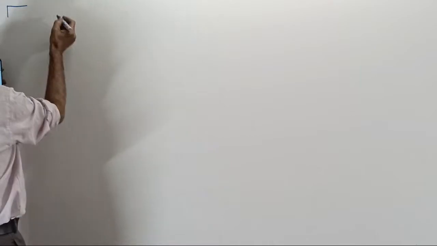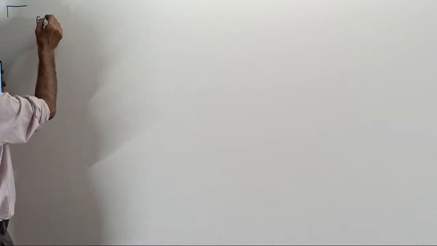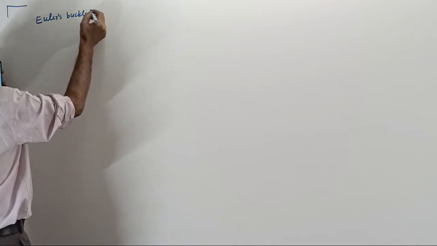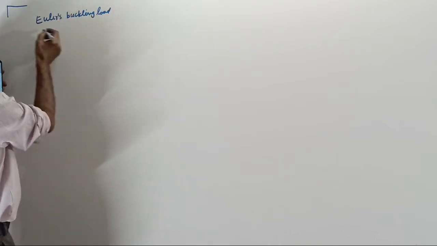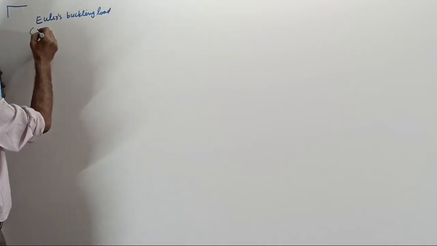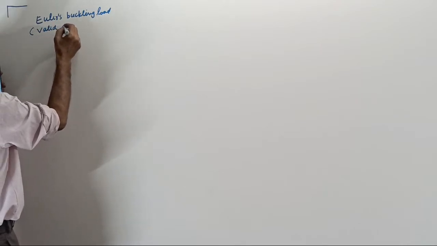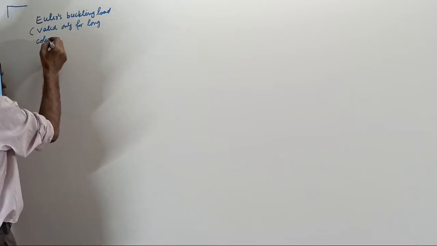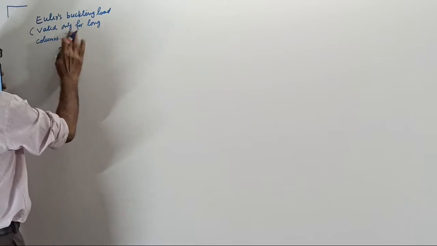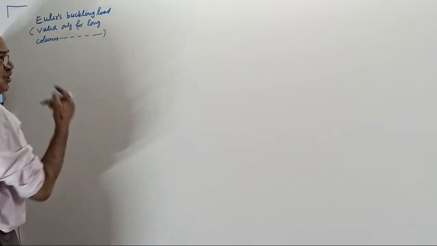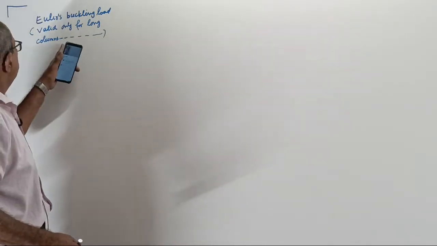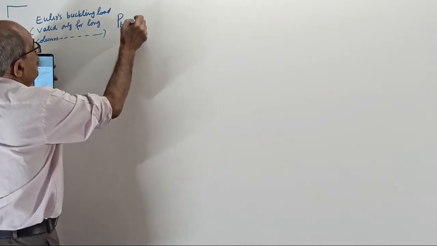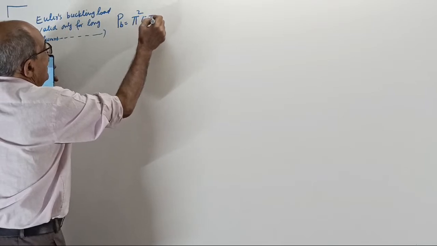First of all, Euler's buckling load. Remember, this is valid only for long columns, which fail by buckling alone. You should write that. How many times do I have to write? Which fails by buckling alone. That is PB equal to pi square EI over L effective square. I means I minimum.